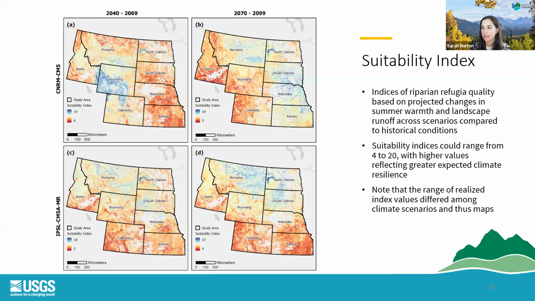So this is again based on projected changes in the summer warmth and landscape runoff across the scenarios compared to historical conditions. These indices had the possibility of ranging from 4 to 20, with the higher values reflecting a greater expectation of climate resilience. But the ranges are slightly different between scenarios, just based on, again, those values that we input when we standardized the bins that we assigned.